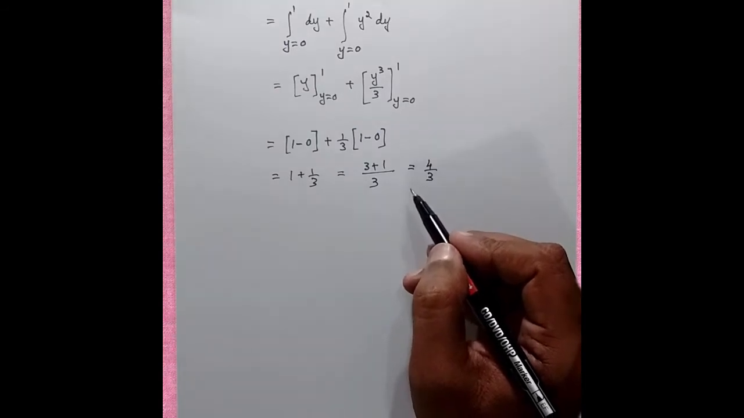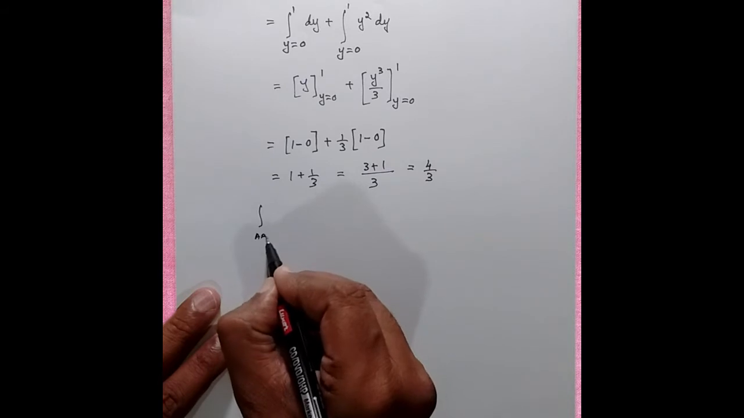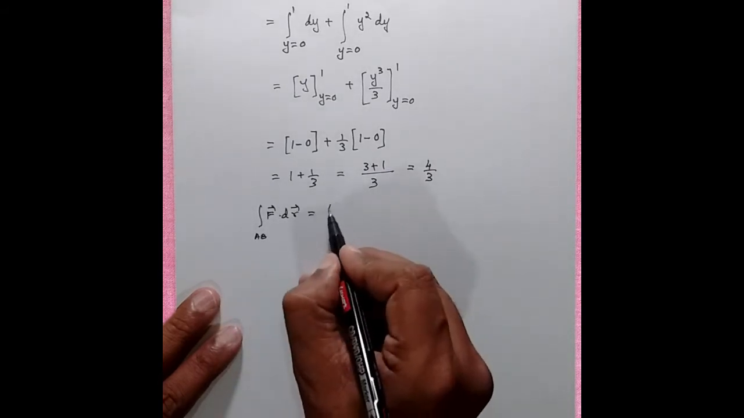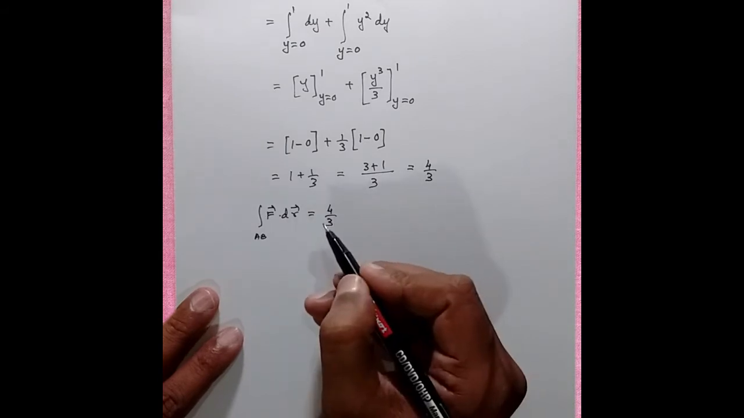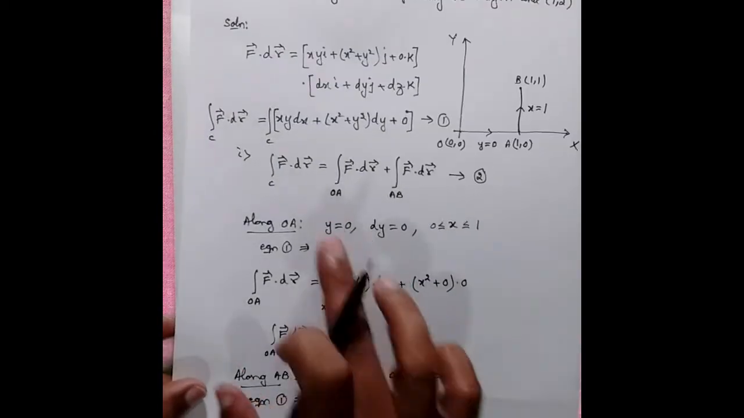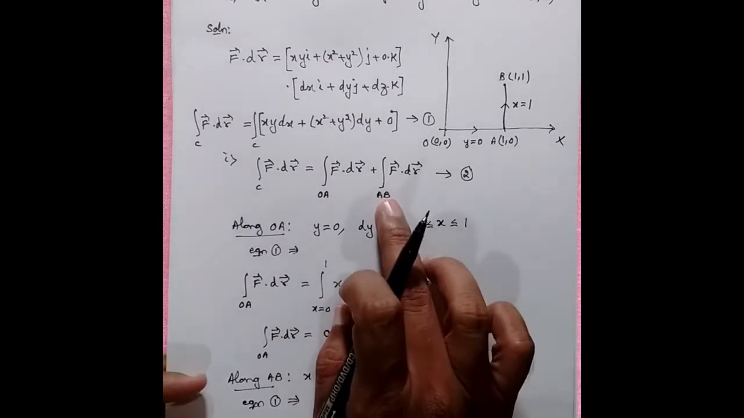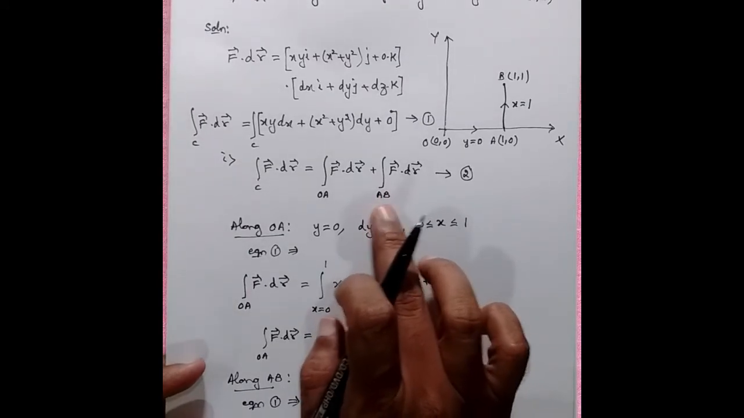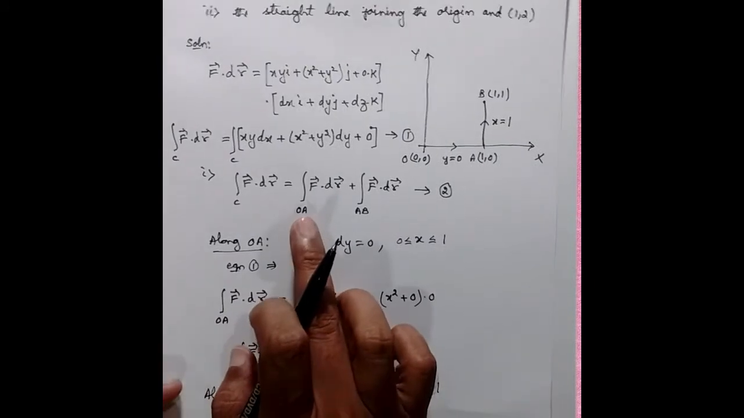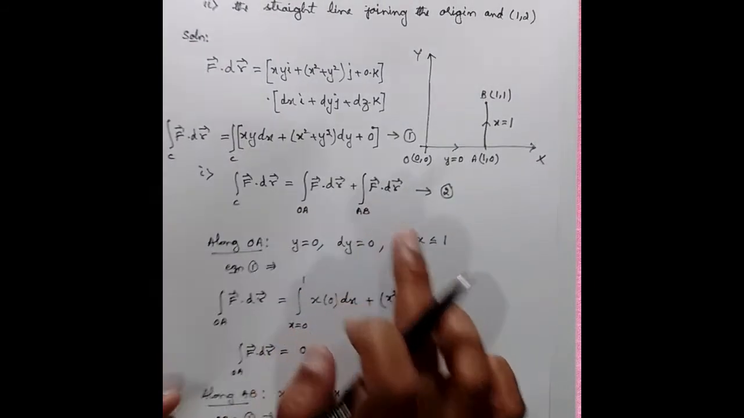So we have got the next value: the integral along AB of vector f dot dr vector will be equal to 4 by 3. So two values we have got. I wanted to calculate this along OA, and along OA I have got the value to be 0. Along AB, the value that I have got is 4 by 3. So you need to just plug that into equation number 2, along OA as well as along AB.